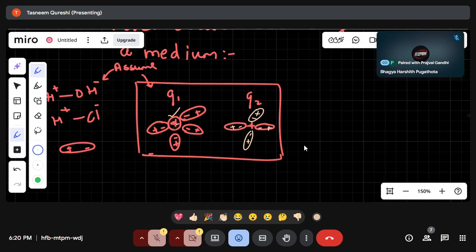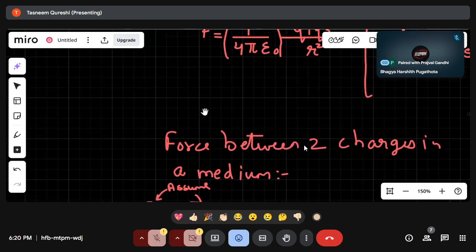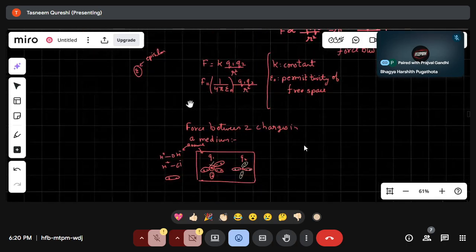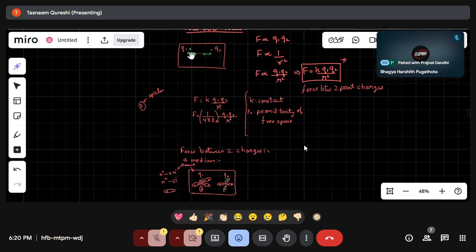Now this charge cannot exert force on this charge, meaning it can exert, but the force will not be as effective as in the previous case, because in the previous case you did not have anything in between. Here you can see everything was empty, nothing was there. Here there are charges, so the charges will surround the original charges, and the force is there, but the medium is not allowing the force.